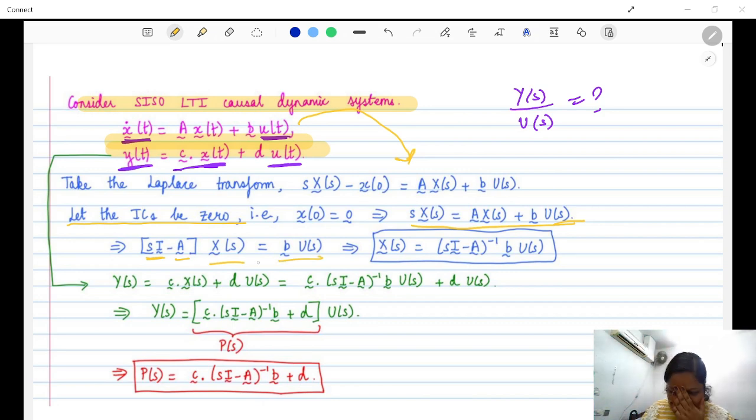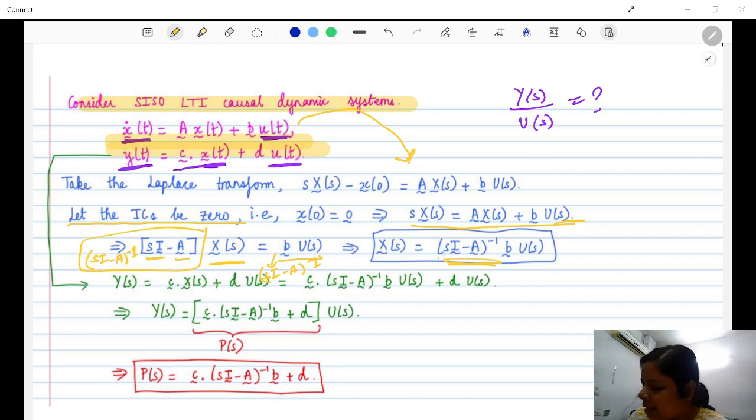So from here you have got some sort of relation. So you can write X(s) to be equal to (sI minus A) inverse, because what you can do here is multiply this by (sI minus A) inverse on this side, and here also you will multiply (sI minus A) inverse, right? Here you'll get identity matrix from both of these, and here this would remain. So your X(s) is equal to (sI minus A) inverse into B into U(s).